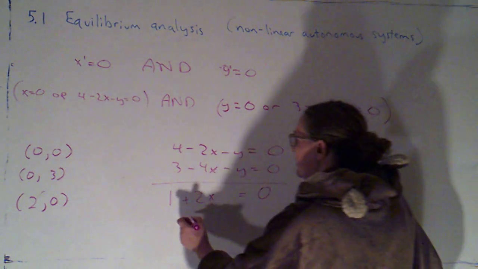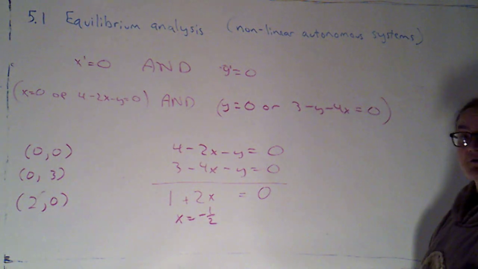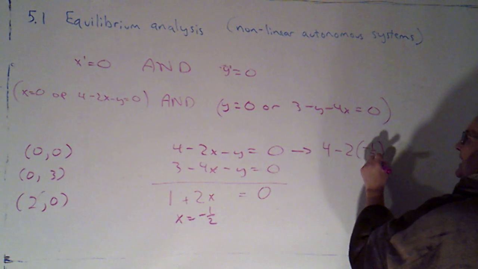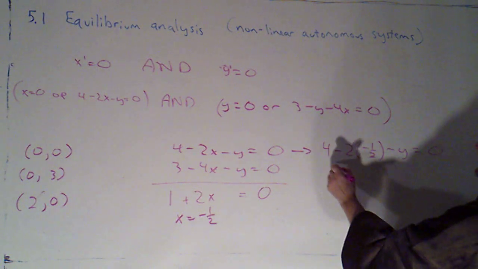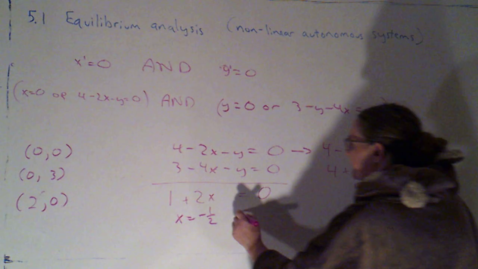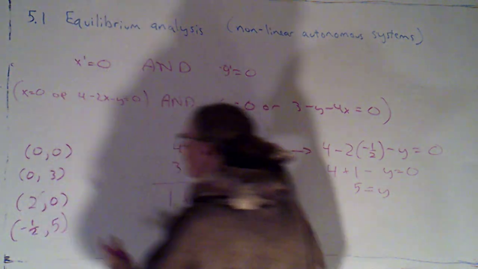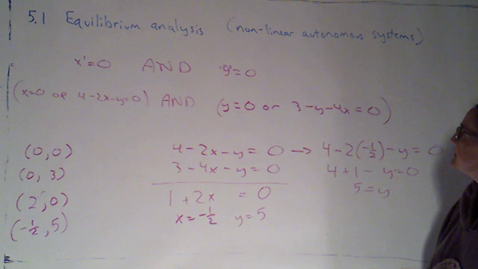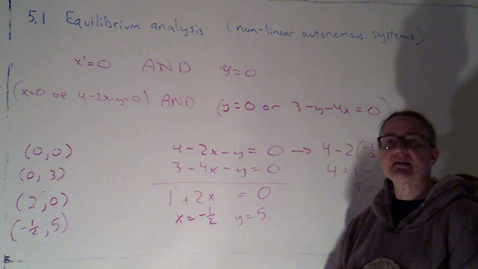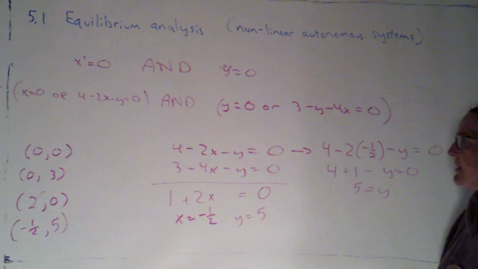So if 1 plus 2x is 0, then x is going to equal negative 1/2. And now I just need to plug back into either of these equations to solve for y. So let's just take that first one. This becomes 4 minus 2 times negative 1/2 minus y equals 0. That's going to be 4 plus 1 minus y equals 0. So y is equal to 5. So we have 4 equilibrium points here for this particular system of differential equations. I should have mentioned while I had it up there, that actually corresponds to a competing species model that we could have. Okay, so we're able to find our equilibrium points.